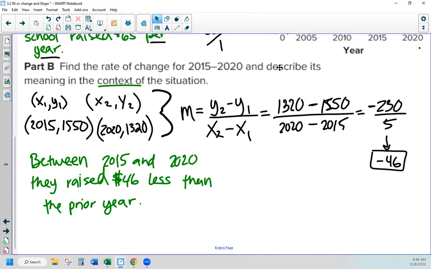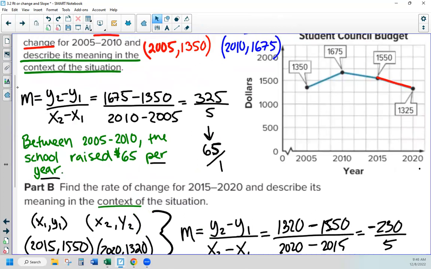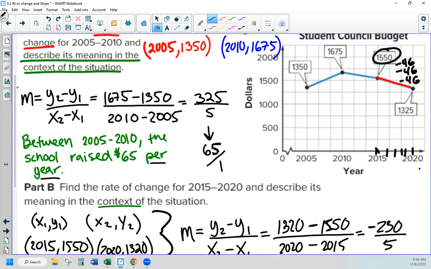But what this means is, starting at 2015, how much did they raise? The number's actually there. At 2015, they raised 1,560. If you grab this number right here, and you take away 46, remember that from 2015 to 2020, there's 5 years. If you take away 46 those 5 times, you're going to notice that we actually get to 1325.